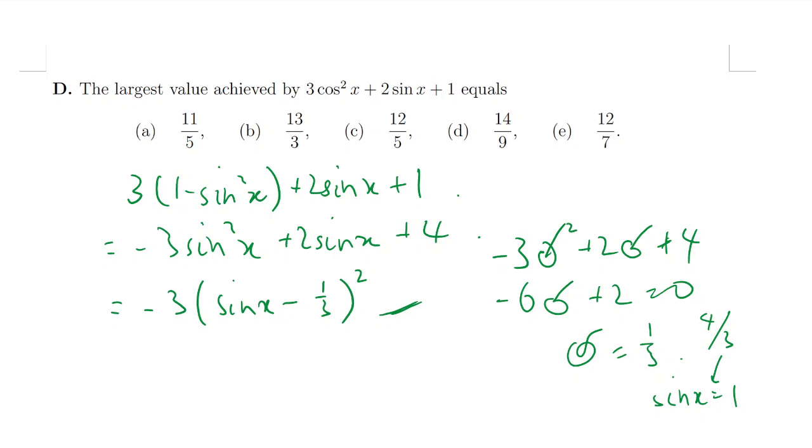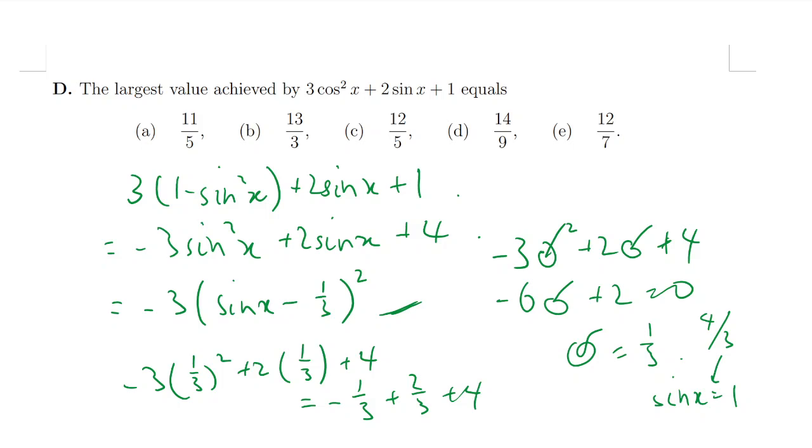But today you're lucky because 1/3 is within range. So we can sub in 1/3. Then we get negative 3 times (1/3) squared plus 2 times 1/3 plus 4. Now it's just a matter of algebra. That becomes negative 1/3 plus 2/3 plus 4. So it's 4 and a 1/3 in front, which gives you 13/3.